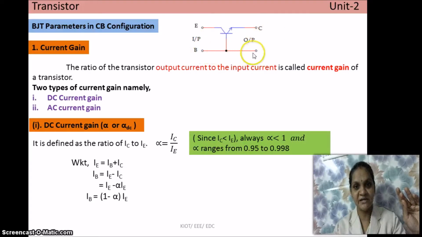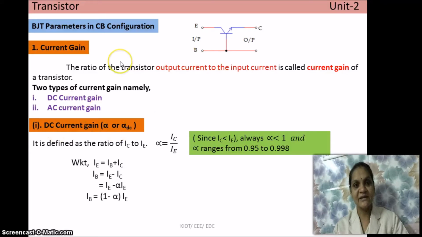See, this entire line is the base. So the output is taken between collector and base. Current gain is nothing but the ratio of output current to input current. See here, the output terminal is the collector terminal and the input terminal is the emitter terminal. So by default the output current is the collector current and the input current is the emitter current. So this is the current gain.